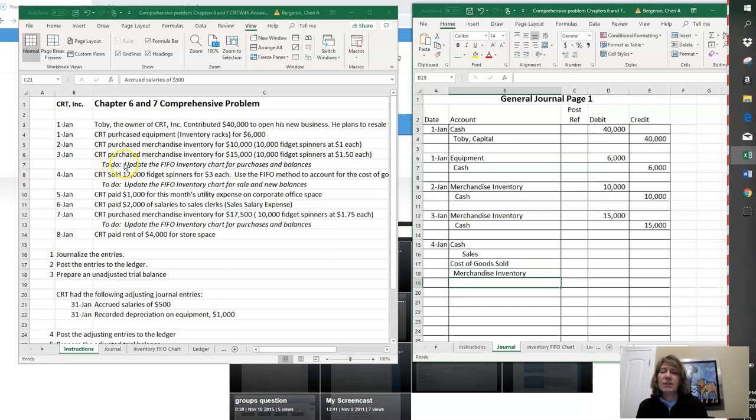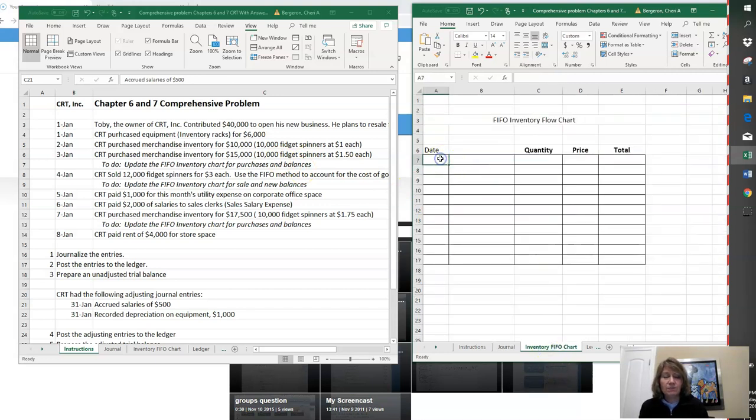And I skipped a step, and I tell my students never skip a step. It says to update the FIFO inventory chart for purchases and balances. I've got to do that before I can account for this sale. So let me back up right here and update the FIFO inventory chart for my purchases and balances. So I go to my FIFO inventory chart. On January 2nd, I purchased 10,000 fidget spinners at $1 each, so that was $10,000. And then on January the 3rd, I purchased 10,000 at $1.50.